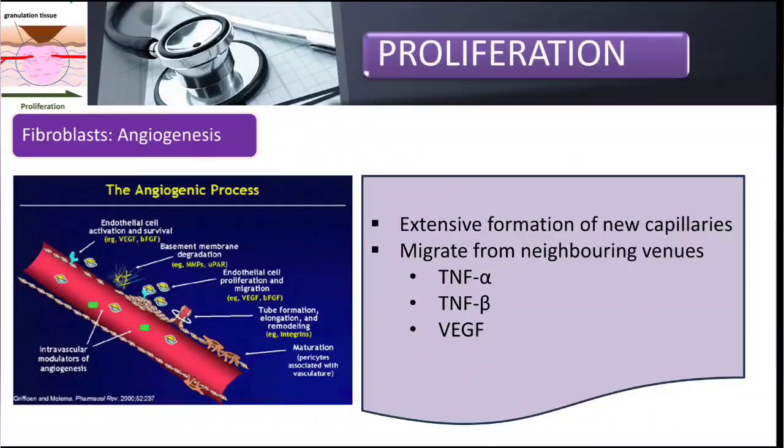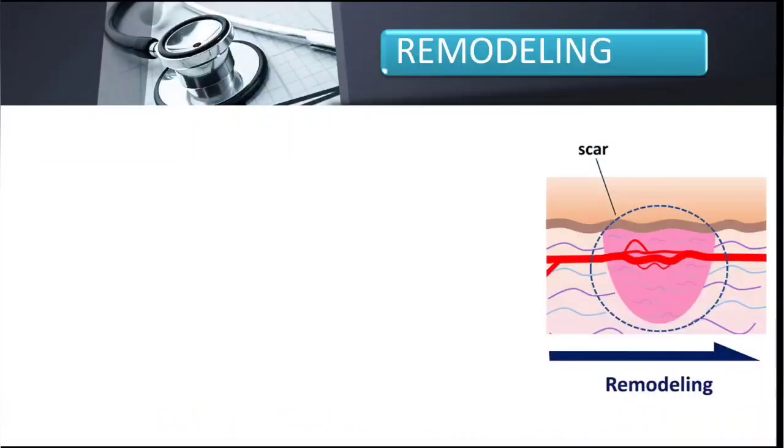Next is angiogenesis. This is the formation of new blood vessels, the extensive formation of new capillaries. Where do these capillaries come from? They migrate from neighboring venules, and what triggers this is tumor necrosis factor alpha and beta, vascular endothelial growth factor, and the other stimulants which are shown on your left.